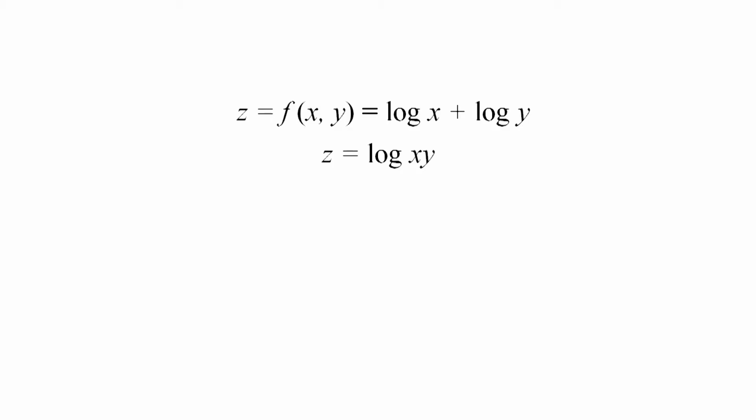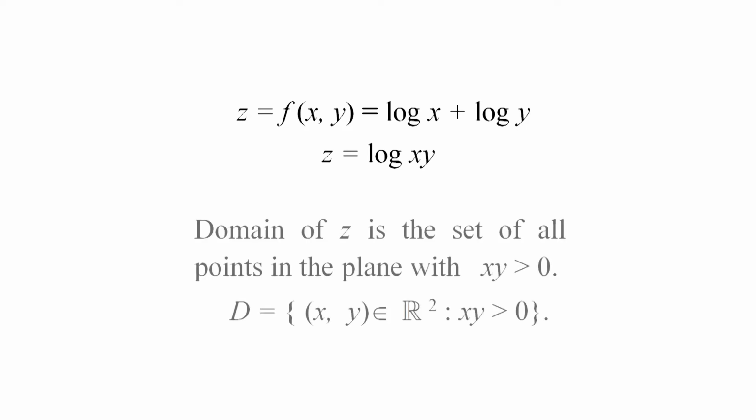As another example, we consider the function z equals f(x, y), which is equal to log x plus log y. The function can be written as z equals log(xy). As the real valued logarithmic function of a real variable is defined only for positive real numbers, log(xy) is defined for those ordered pairs (x, y) for which xy is greater than 0.